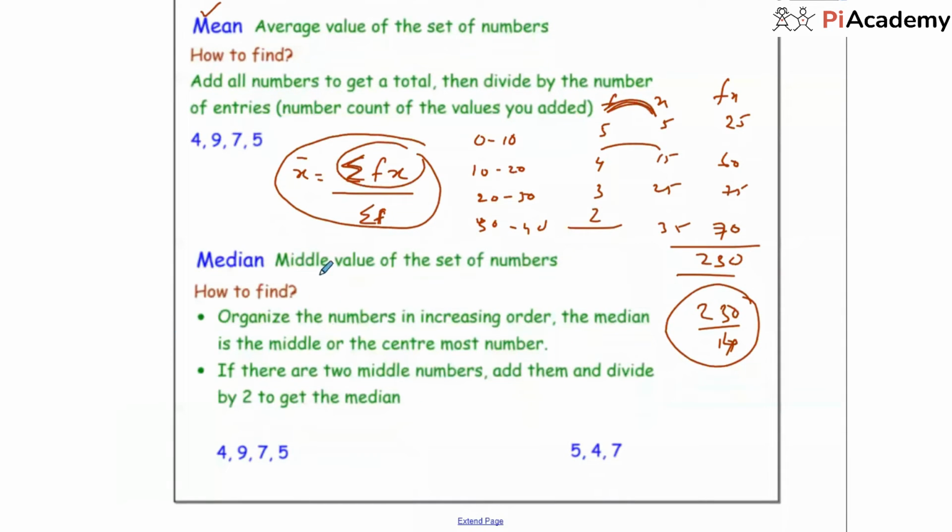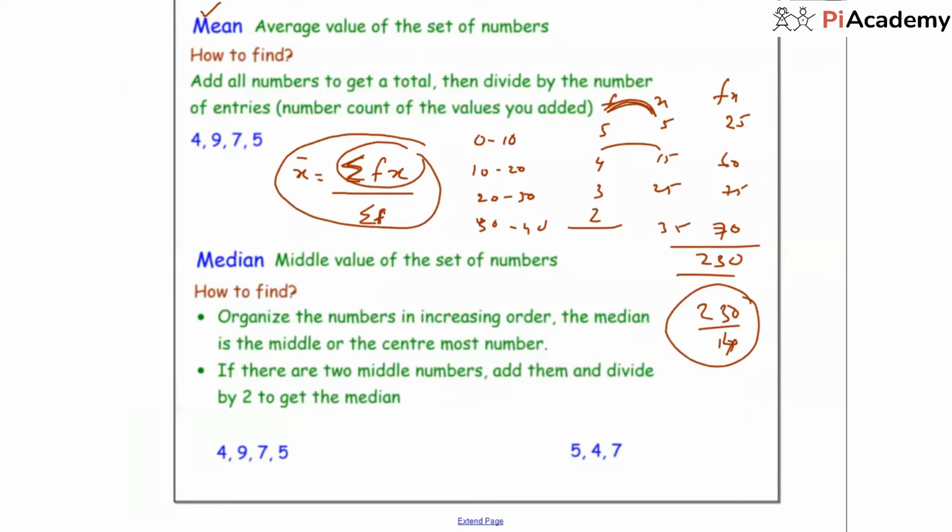Median, understand this. Most of the students know median is a middle term, but they forget to arrange the data in increasing or decreasing order. Unless you arrange the data in increasing or decreasing order, you're not going to get a middle term. The median is only when you arrange the data in increasing or decreasing order. That's when the middle term will be the median.